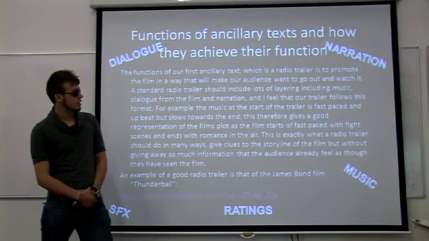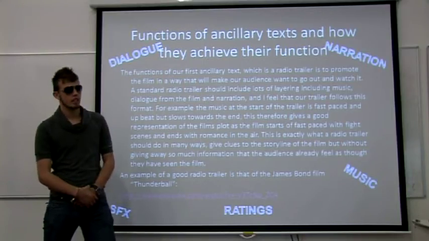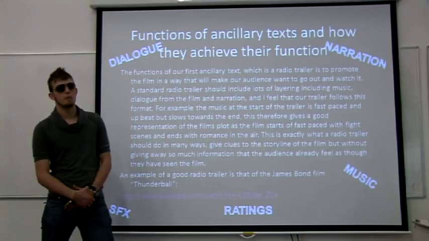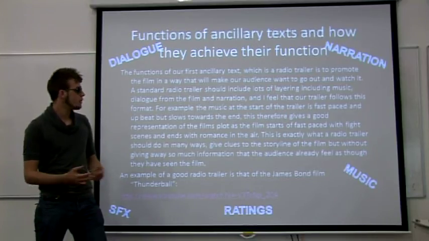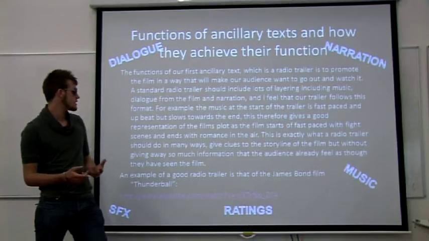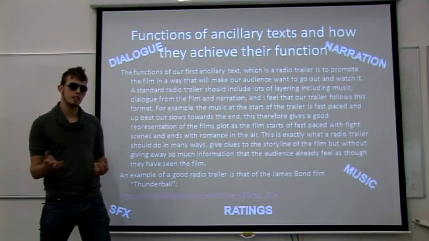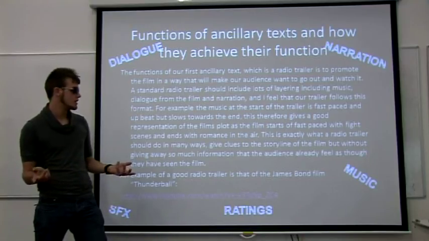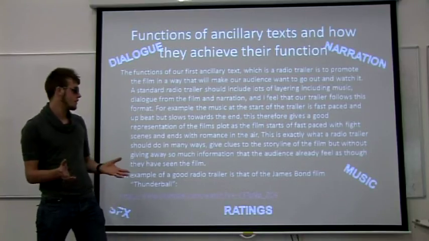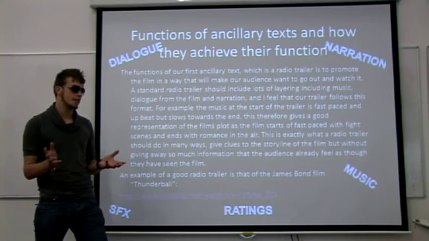Our standard radio trailer should include lots of layering, including music, dialogue from the film, and narration. I feel our trailer follows this format. As an example, the music at the start of the trailer is fast-paced and upbeat, but as it goes to the end, it slows down. This gives a good representation of our film's plot. The film starts off fast-paced with a fight scene and ends with romance in the air.